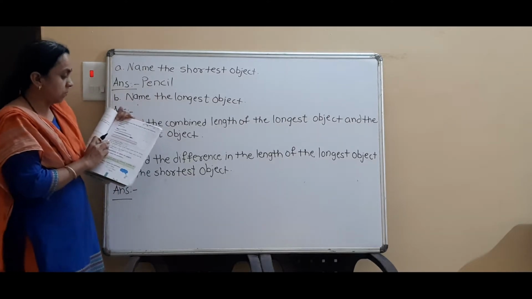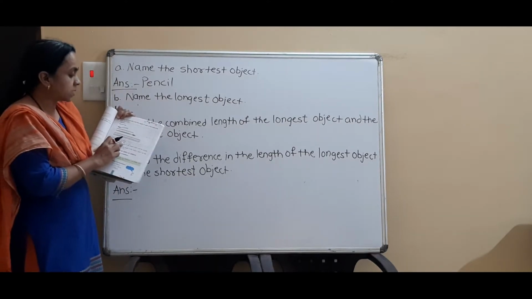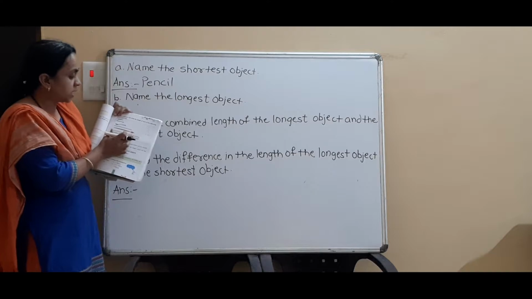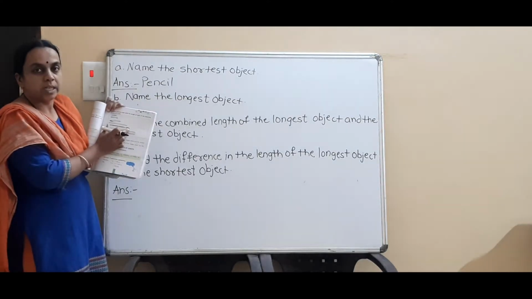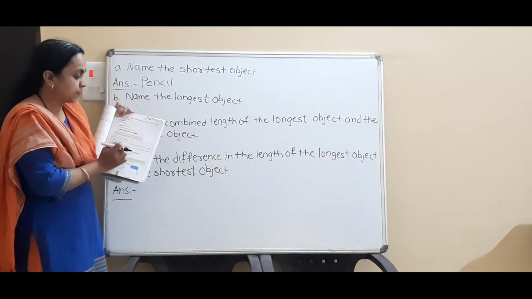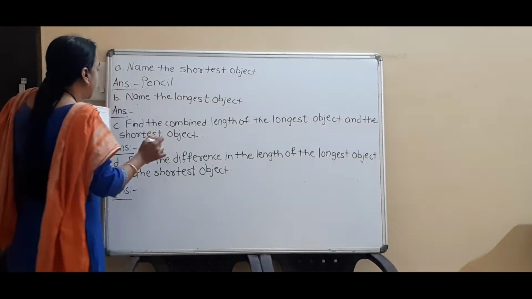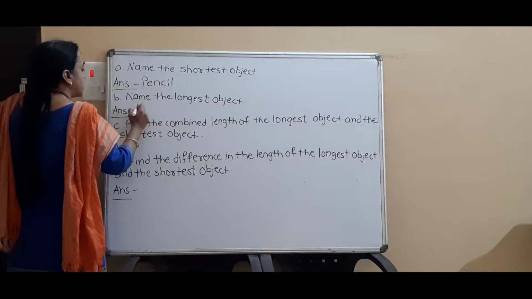Okay, now see B question. Name the longest object. Which is the longest object here? Here the longest object is a paint brush. So you write down here the answer, brush.